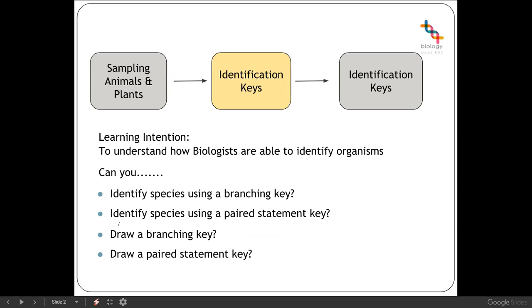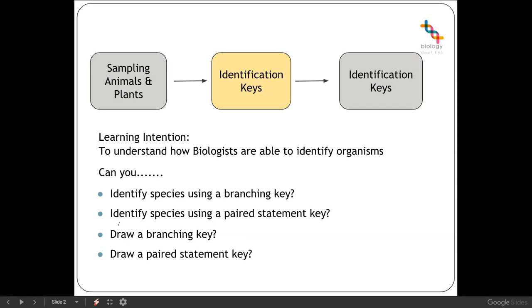And for today, we're just going to skip ahead a little bit and carry out this lesson, which is all about identification keys. So this one is going to help you understand how biologists are able to identify different organisms. By the end of the lesson, we would expect that you would be able to identify species using a branching key or a paired statement key, and that you would be able to draw your own branching key or paired statement key.